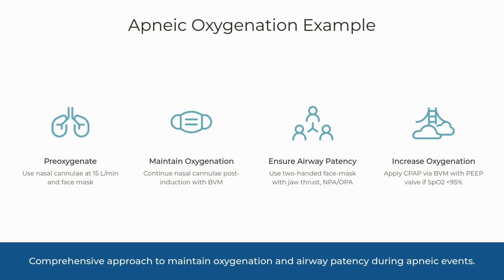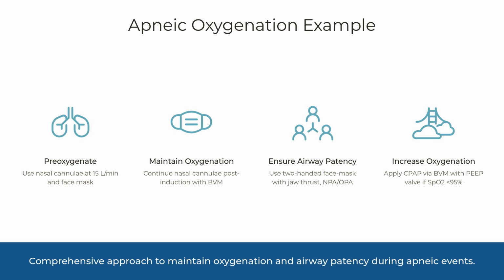Next, keep the nasal cannula utilized with preoxygenation. The standard method uses nasal cannula at 15 liters per minute, often alongside a face mask during preoxygenation. This fills the pharynx with oxygen, acting as a reservoir, even if the mouth is open, as long as the airway remains patent. Always remember to keep the airway patent.